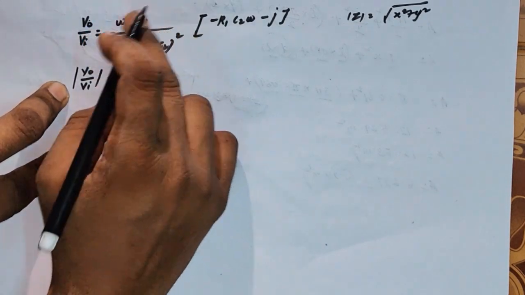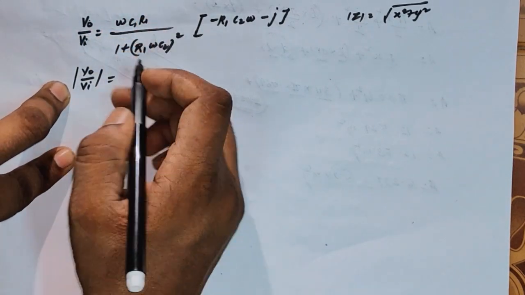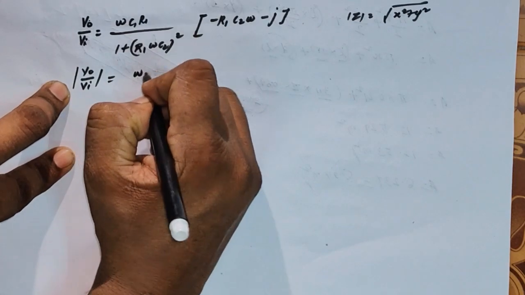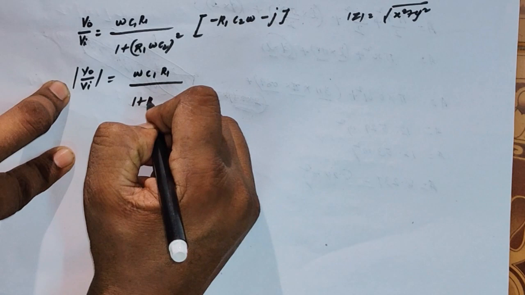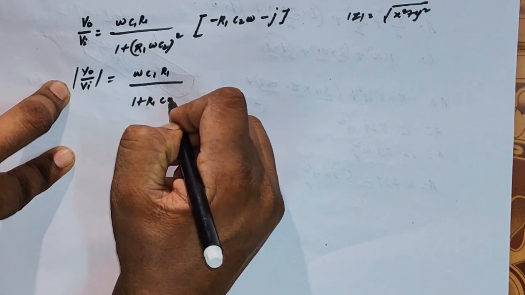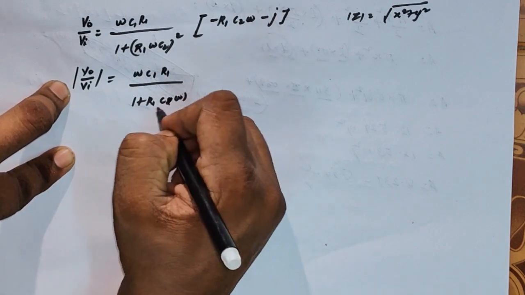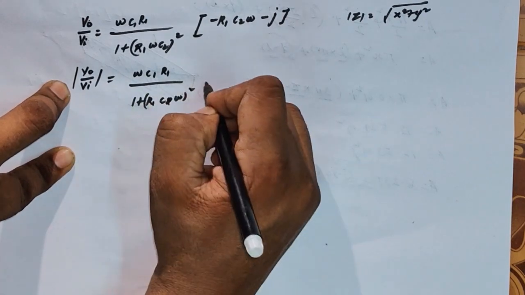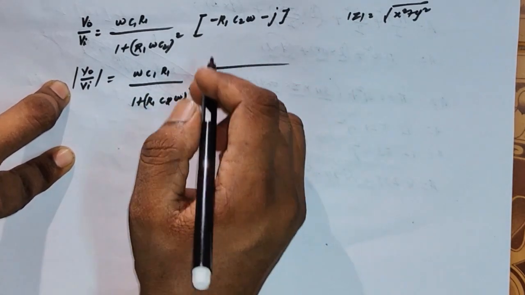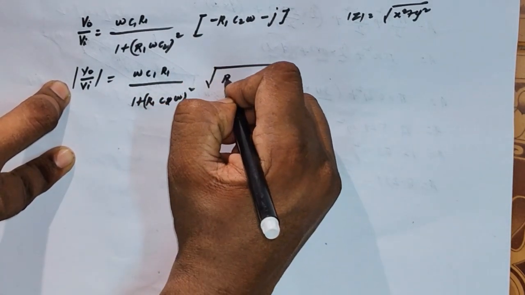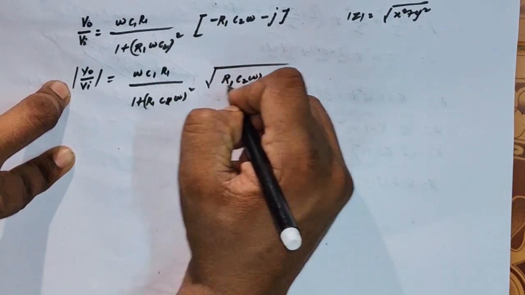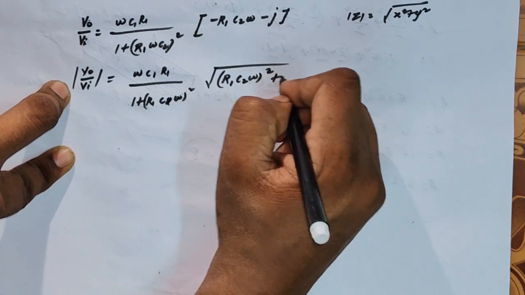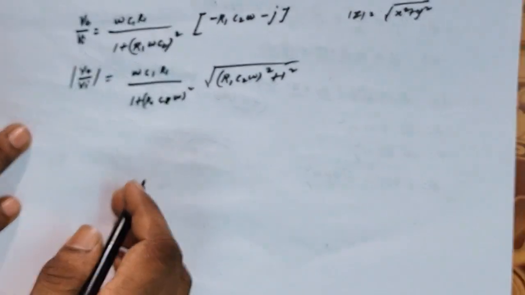Here the coefficient also will get squared, so you can take it out of the square root. It would remain the same: omega C1 R1 divided by 1 plus R1 C2 omega whole squared. This is outside the square root. Inside the square root we have a squared plus b squared: R1 C2 omega whole squared plus the imaginary squared. That would be the result.